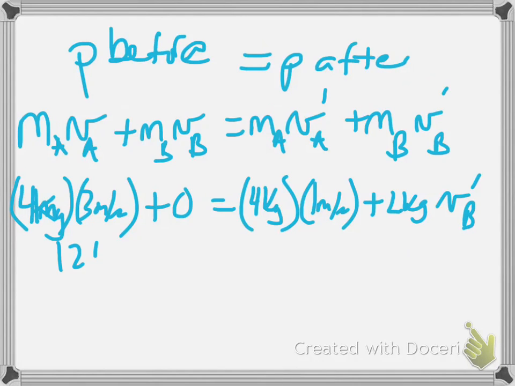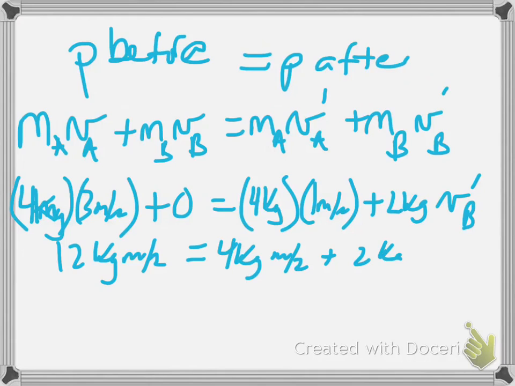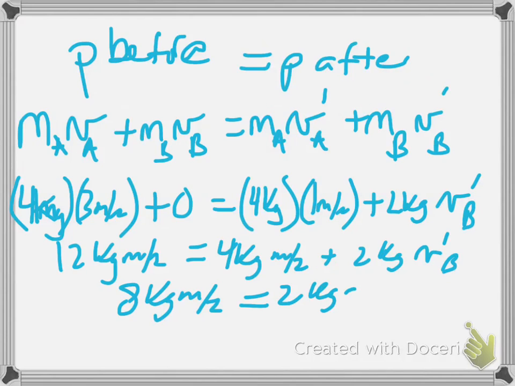So here we have 12 kilograms meters per second equals 4 kilograms meters per second plus 2 kilograms times our final velocity. So we bring that 4 kilograms over to the other side. We have 8 kilograms meters per second equals 2 kilograms times the final velocity. And we solve for that final velocity to be 4 meters per second.